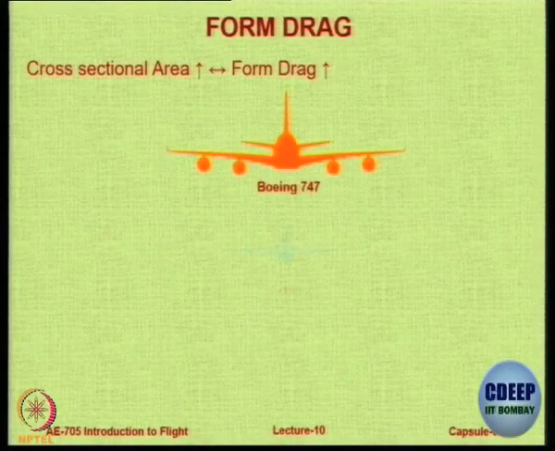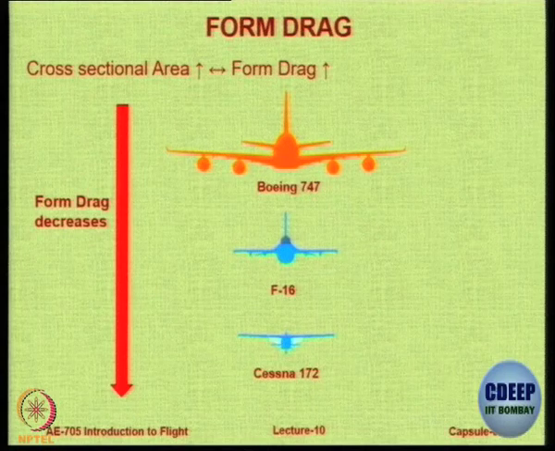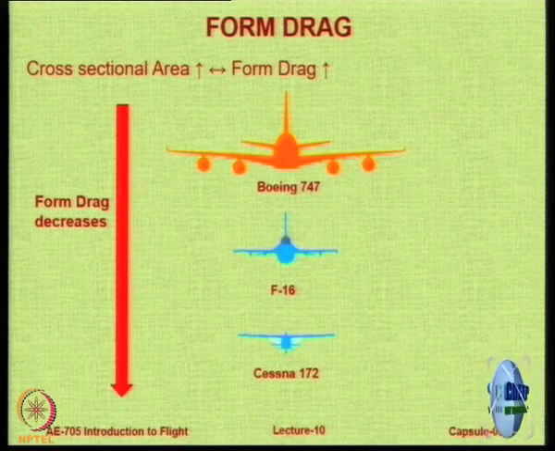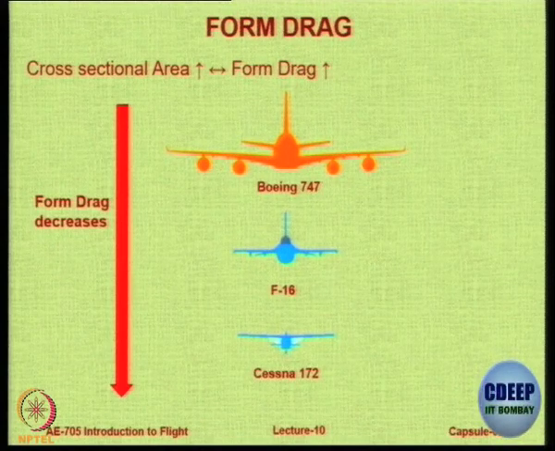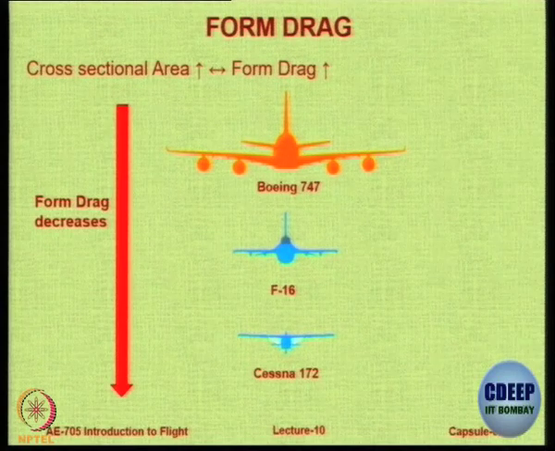Okay. So as the cross sectional area of the aircraft increases, the form drag will increase. So from 747 to F-16 to Cessna 172, there is a reduction in cross sectional area just by virtue of the size, and therefore you have a lower form drag.